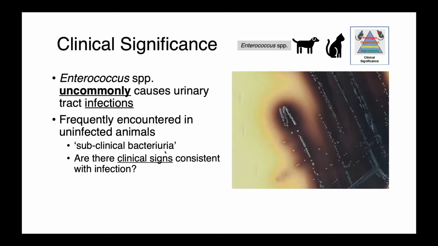Enterococcus species are commonly isolated from urine, but it uncommonly causes urinary tract infections. These are cases that in people would be described as subclinical bacteriuria, and they do not warrant treatment. When interpreting the significance of Enterococcus cultured from the urine, the first question you need to ask yourself is, are there clinical signs consistent with an infection? A positive culture on its own is certainly not diagnostic.